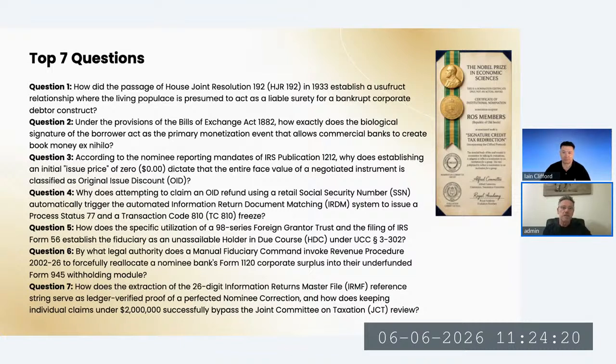The first one, Iain, is how did the passage of House Joint Resolution 192 in 1933 establish this usufruct relationship where the living populace is presumed to act as a liable surety for a bankrupt corporate debtor construct? Well, it starts with the Bills of Exchange Act, which enabled the issuance of promises to pay in the future, negotiable instruments or bills of exchange.